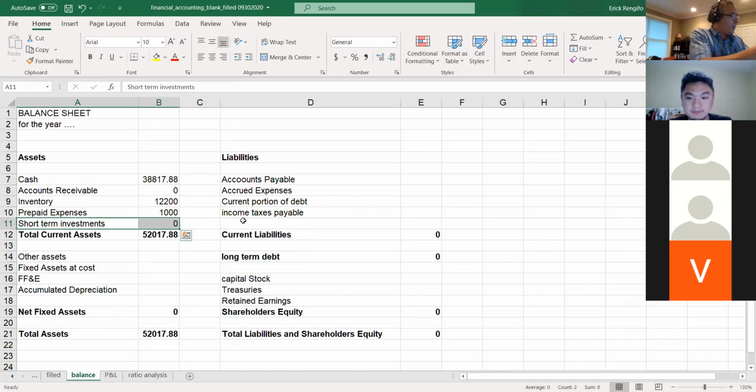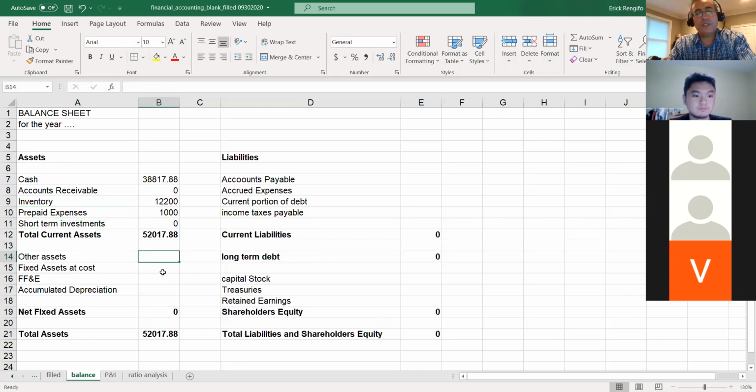Yep, excellent. And you can add, guys, as many other accounts here as you want. If you want to divide inventory into in process, raw materials, for sale, you can do that. You simply start expanding this one here. But this is the basic structure. So do I have other assets? Sorry, I don't have anything.